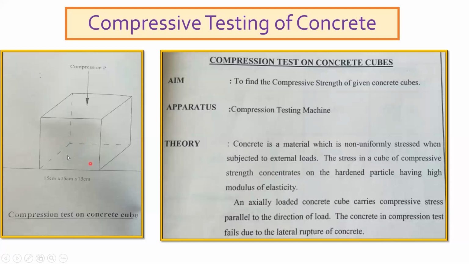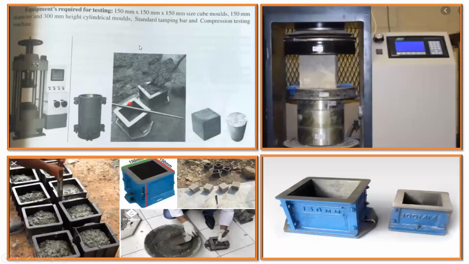So this is the mold that you have to use. This is the cube, and the size of the cube is 15 centimeters in length, the height is 15, and the width is also 15 centimeters, which comes out to be 150 mm. To put it in a better way, this is my compressive testing machine. You can see it here as well. And these are the cubes where I have prepared my concrete. Coming to the equipment, 150 by 150 by 150 is the size of the mold, and 150 by 300 for the cylinder.